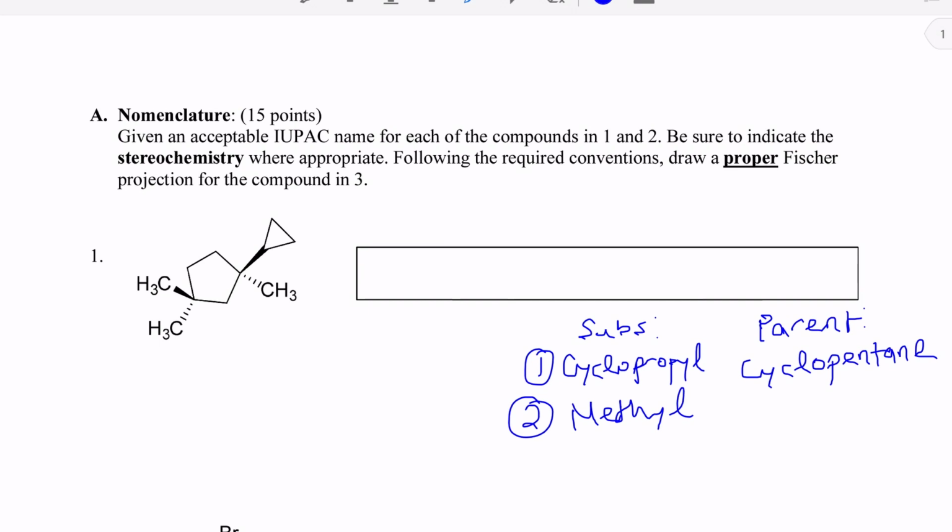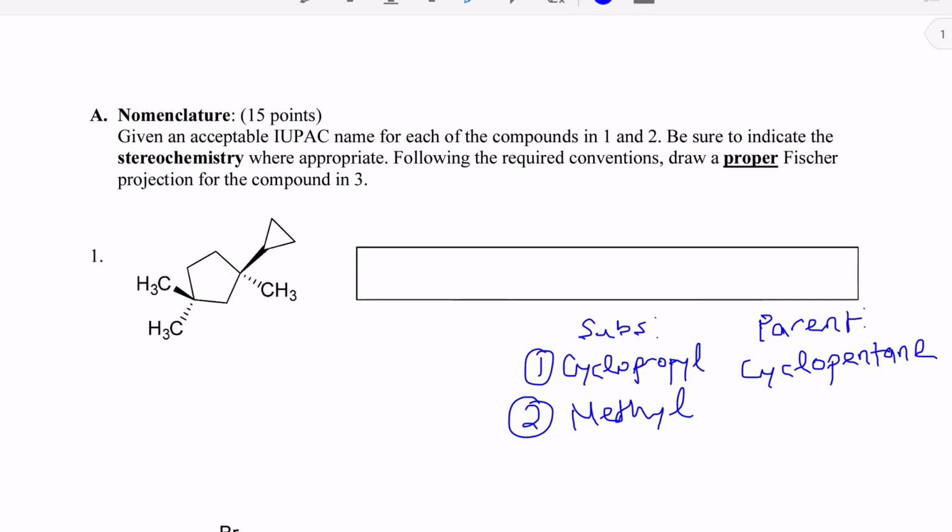So the question is, if there are 2 groups on each of those 2 carbons, then we can't just choose our numbering in a way that makes it so that there are more groups with lower numbering, since there are 2 on each carbon. So how do we decide which way to count? Do we start from 1, 2, 3, or do we start from here, 1, 2, 3?